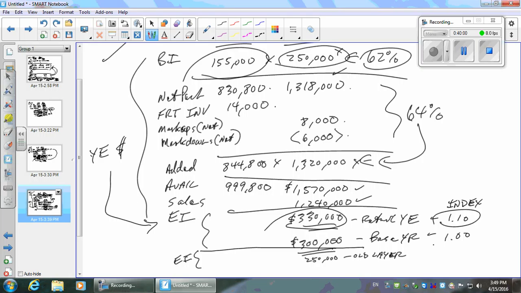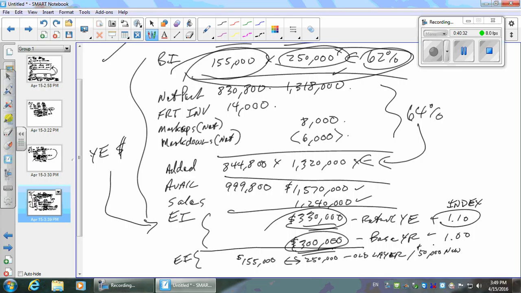250, which cost me 155,000. That's the old layer. Staying with me? That sits at 62%. That's that old beginning inventory. Then how much more do I have? I have 50 more, right? Is the new layer. Would you agree with that? Because there's 300 total in base year dollars. There's 250 from the old layer. There's 50 on a new layer in base year dollars, right?